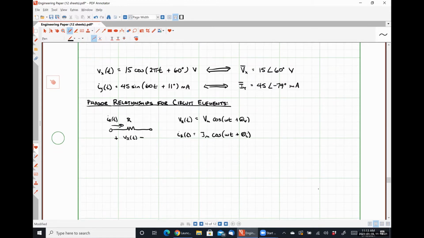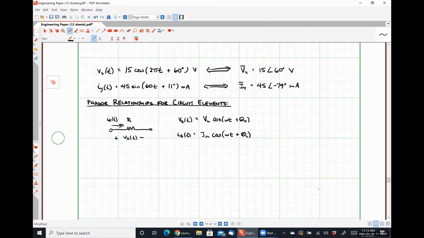So what do we know about the relationship between the voltage drop over a resistor and the current flowing through that resistor? Ohm's law, exactly. That's Ohm's law tells us exactly how those two things are related to each other.